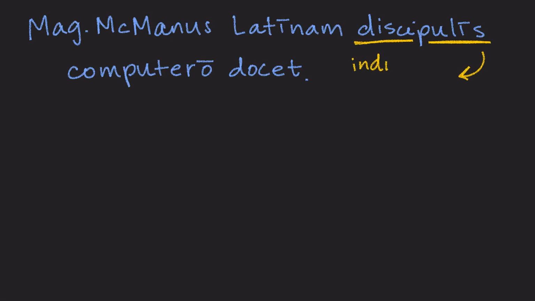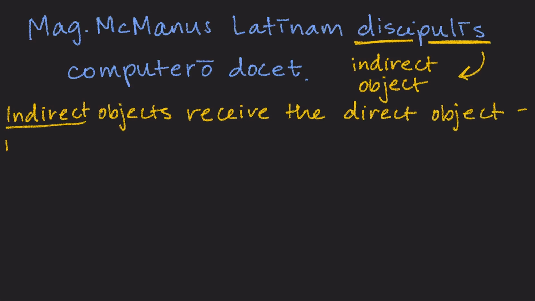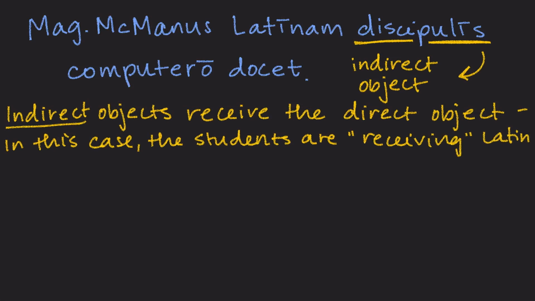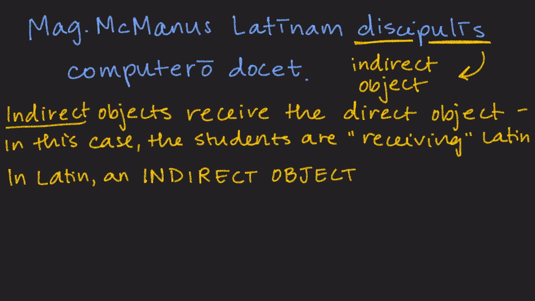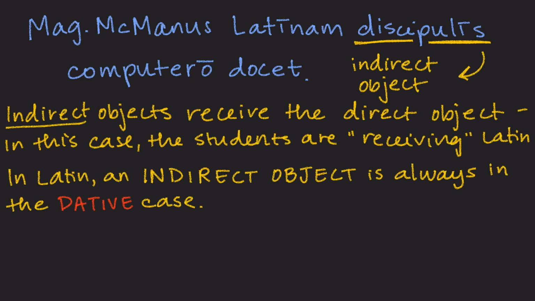Alright, now looking at discipulis. So discipulis is what we call an indirect object. Indirect objects receive the direct object. So remember, our direct object was Latinam. So in this case, the students are receiving Latin. You guys are receiving some knowledge of Latin here. Okay, in Latin, an indirect object is always in the dative case.